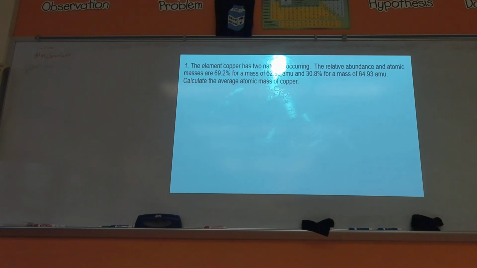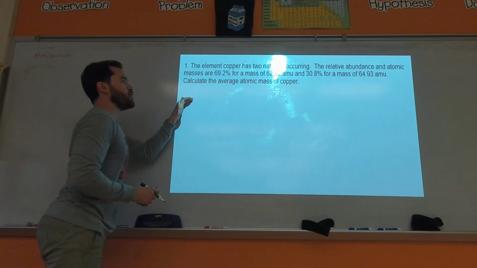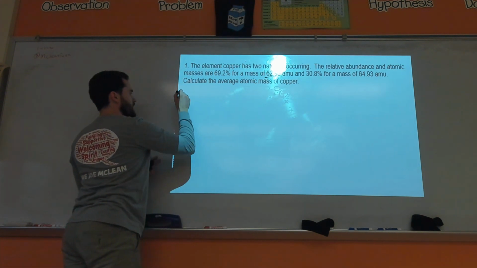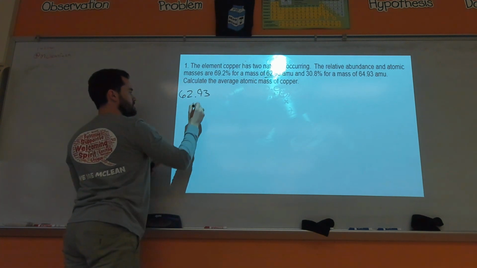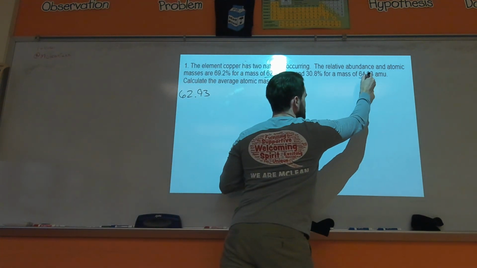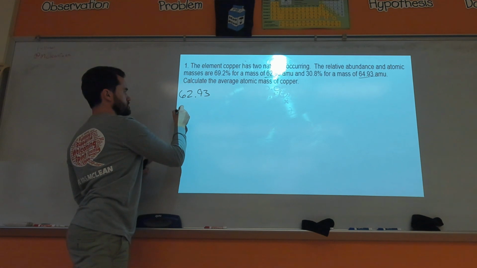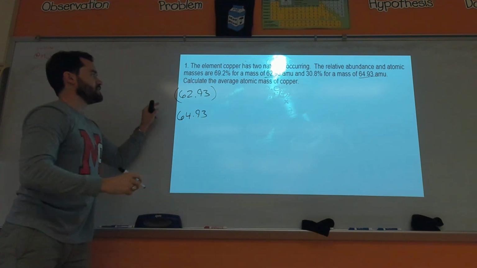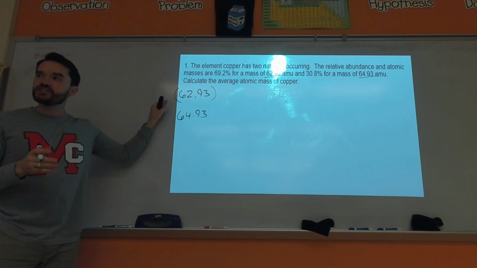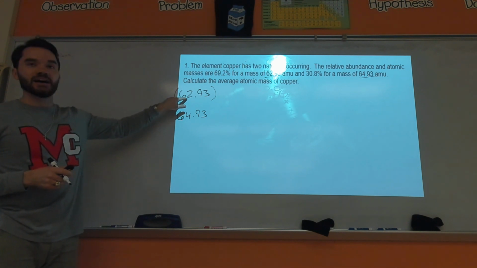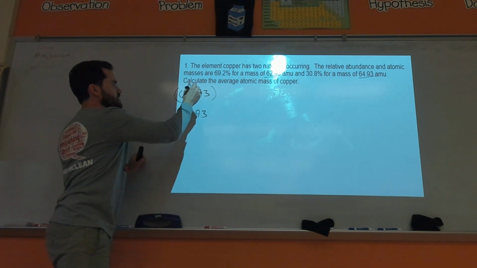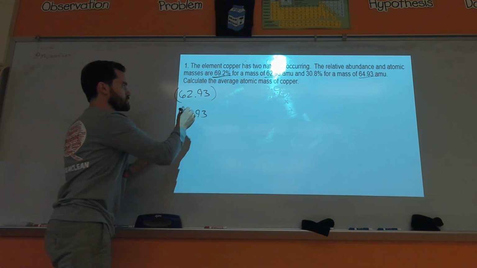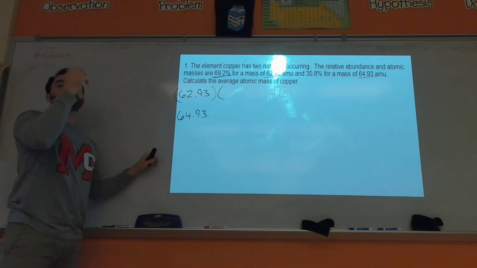So to find the average atomic mass, the first thing you want to do is write down the masses they give you. So they give us 62.93, let's write that down. And then they give us 64.93, so let's write that down. Then what you're going to do is multiply that mass times the percentage of that mass as a decimal. So they tell us 69.2. That's what goes with the 62.93. So let's multiply that by 69.2 as a decimal. What would that be?